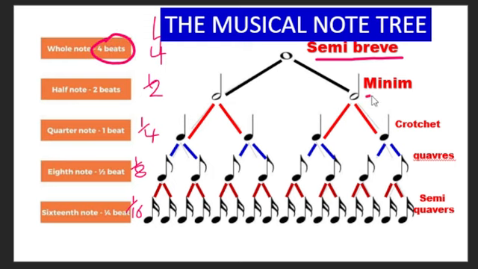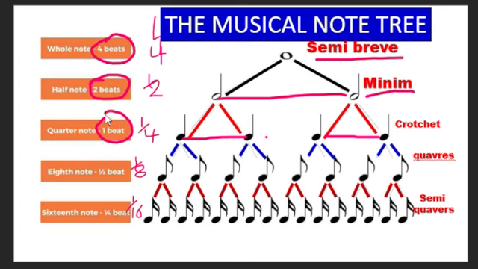The second note is the minim. One semibreve has two minims. So each minim has 2 beats. Then we have the crotchet. One minim has 2 crotchets. So 2 minims have 4 crotchets. The beat of the crotchet is 1 beat. You clap once.